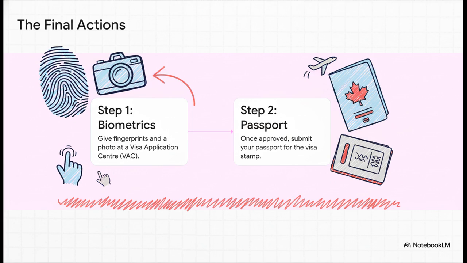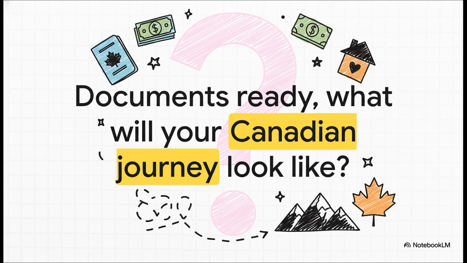A little tip here, these are typically valid for 10 years, which is great for any future applications. Then, once you get that amazing email with the approval, you'll send in your passport to get that visa sticker officially placed inside. And there you have it. That visa maze is now a clear map. By organizing all your documents this way, you're not just filling out forms, you're actually building a convincing story for the visa officer. So now, the only question left is, where in Canada will your journey begin?